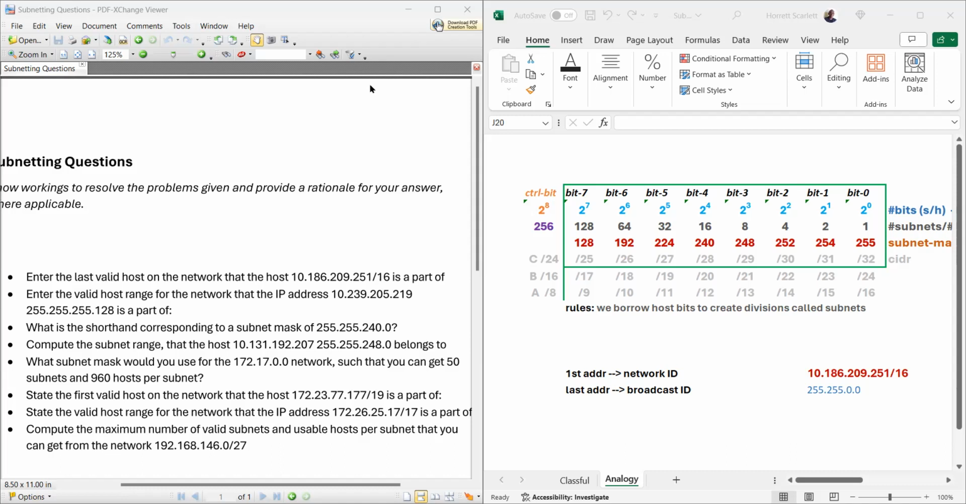That is a key concept, and that is what we did with the class C IP addresses. We borrowed some of the host bits and we treat them as if they are network bits. And that's why we end up with S and H, where S is subnet bits and H is host bits. So in this case, our S is going to be what? In this case, what is S?